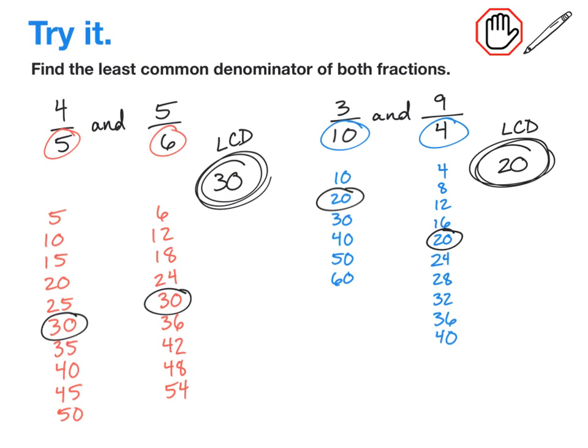Okay, compare what you got to these answers. Fix and/or correct any mistakes or errors made. The least common denominator between 4/5 and 5/6 is 30. And the least common denominator between 3/10 and 9/4 is 20.